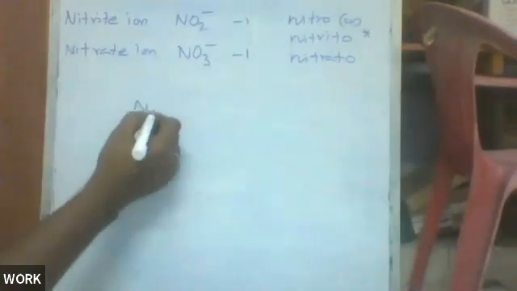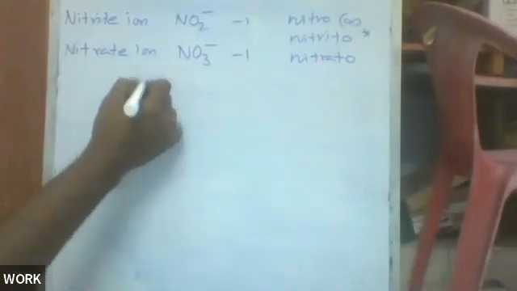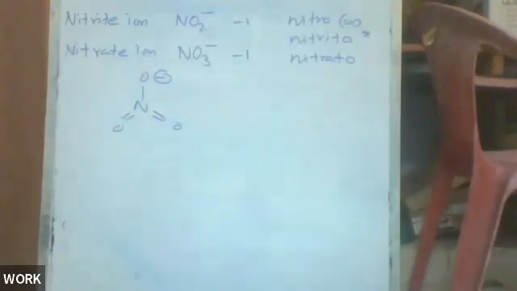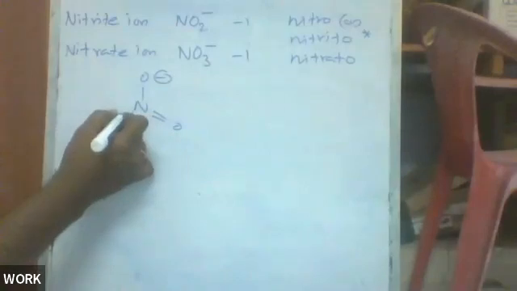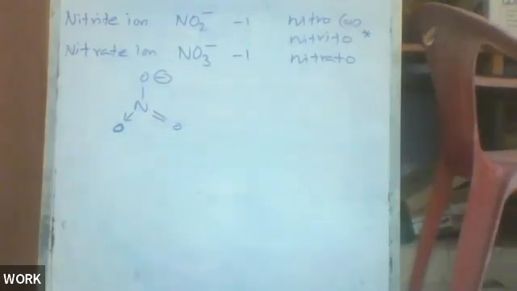Because nitrogen becomes like this. Now the lone pair is not available. Why is it not available? Because it is already involved with one more oxygen. Correct?